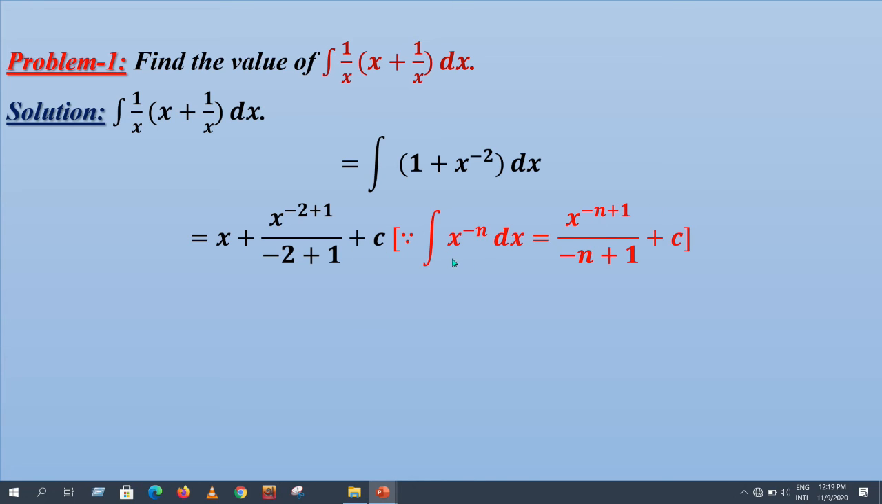This formula is applicable here. Therefore x plus x to the power minus 1 divided by minus 1 plus c equals x minus 1 by x plus c. This is the required answer.